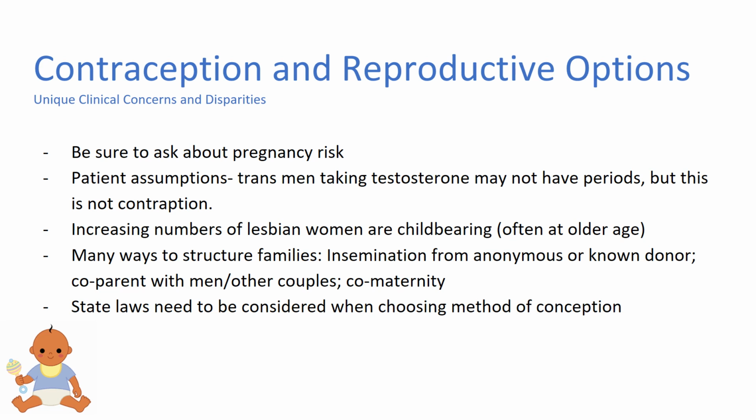There's an increasing number of lesbian women who are childbearing, often at an older age, which may mean that hypertension and diabetes, which we know increase in prevalence with age, may be issues to look out for during pregnancy. There are many ways to structure families, ranging from insemination from anonymous or known donors, to co-parenting with other couples, to co-maternity, and more. State laws need to be considered when choosing the method of conception because this can affect parental and legal rights.